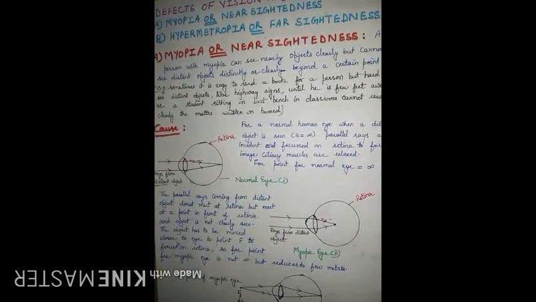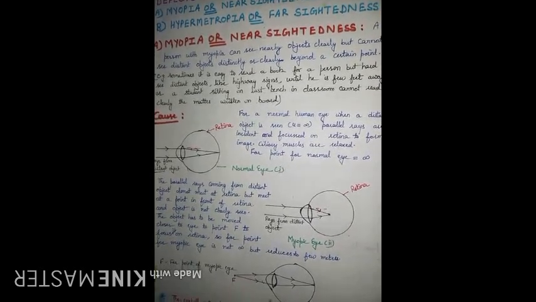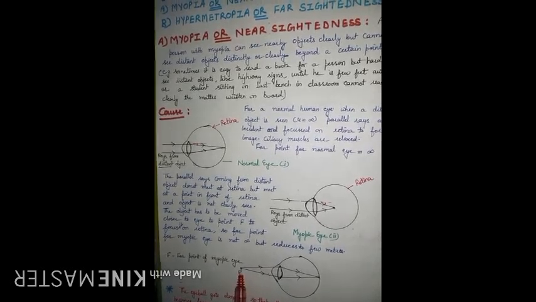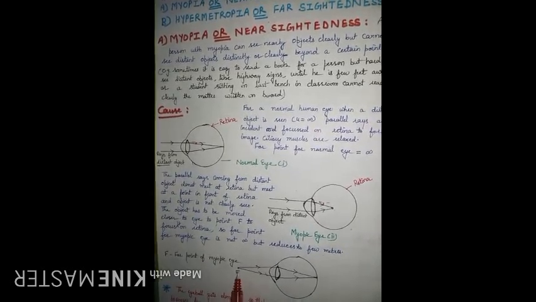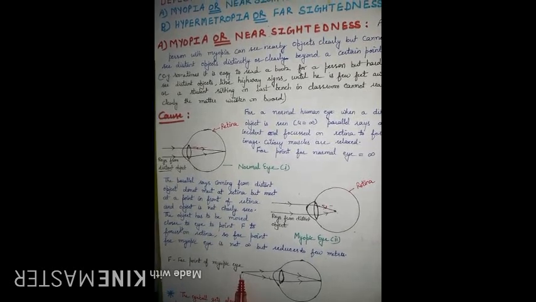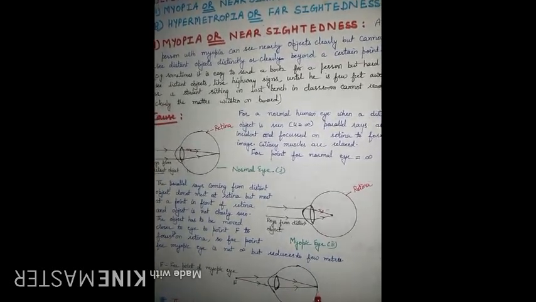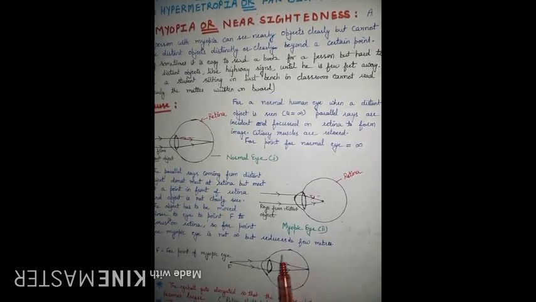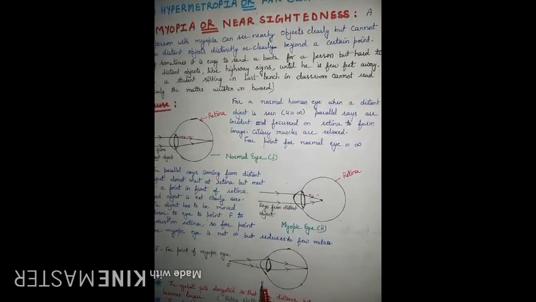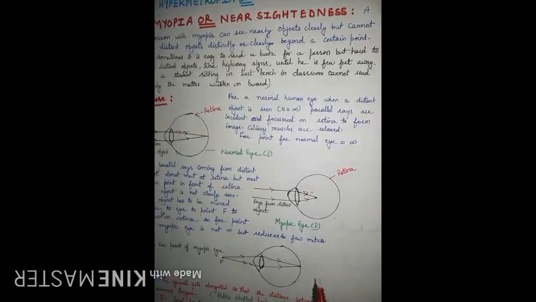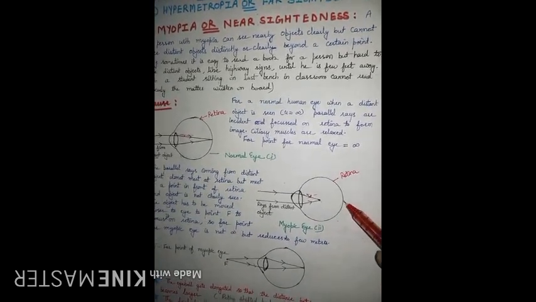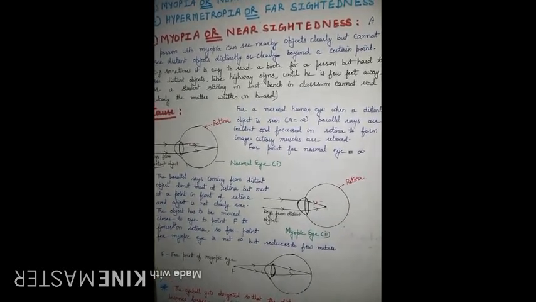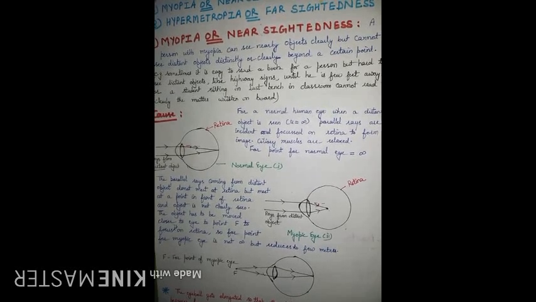If you keep the object at this point, for a myopic eye, the far point is not infinity, the far point is reducing. This is the far point. So if you keep the object here, then you can see the object clearly. The question is, what is the cause of reduction in far point, or why is the image forming before the retina and not at the retina? There are two causes that we are going to consider for this defect.